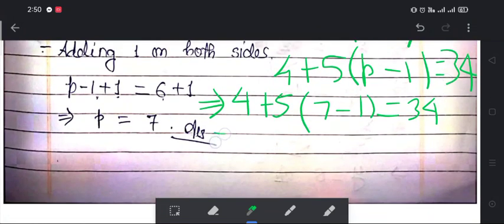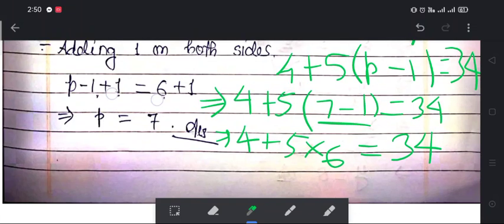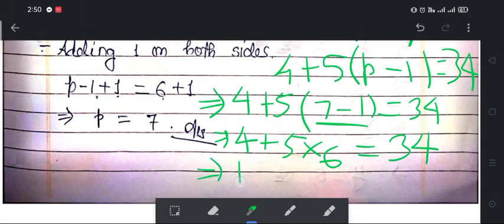This will be equal to 4 plus 5 multiplied by 6, because here 7 minus 1 is 6, and this is equal to 34, or this will be equal to 4 plus 30 is equal to 34. This implies 34 is equal to 34, which shows that left hand side is equal to right hand side, and I hope the solution is clear to everyone.